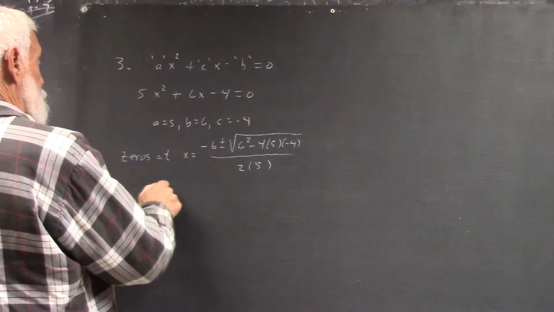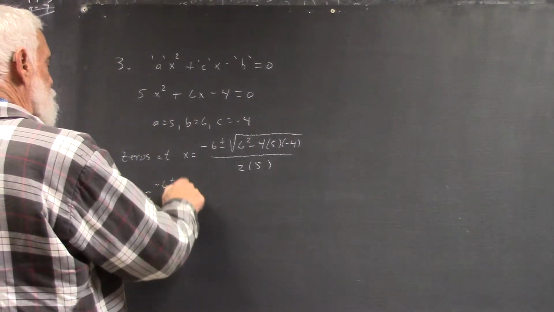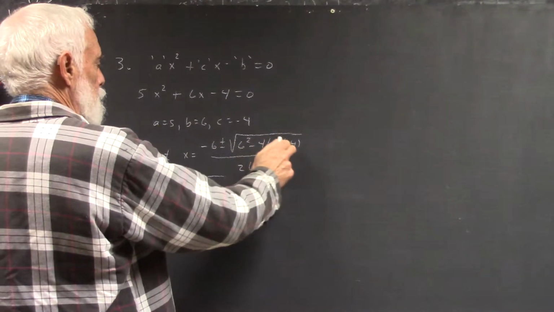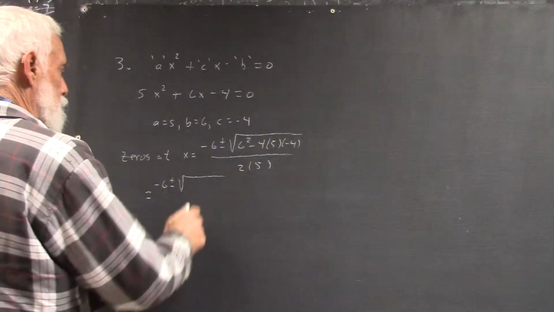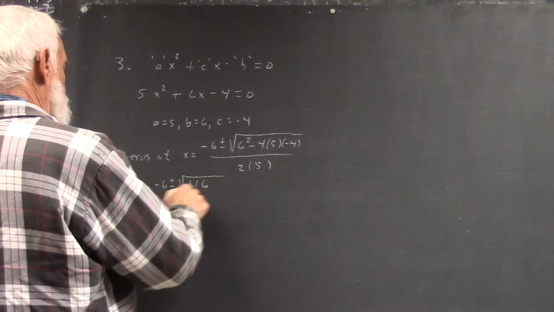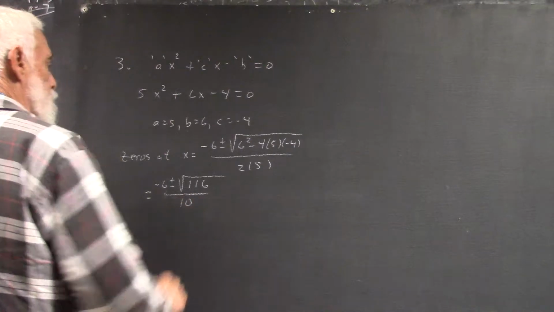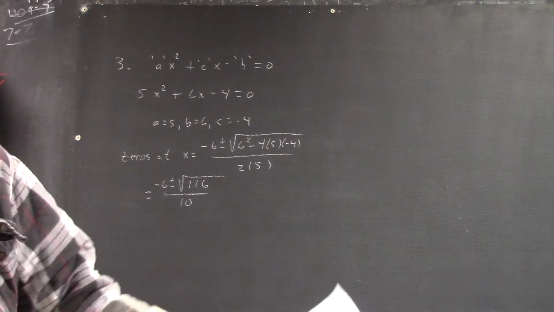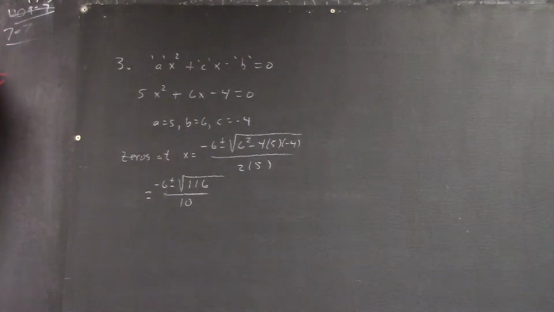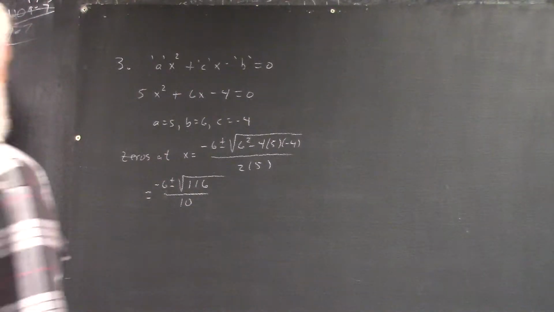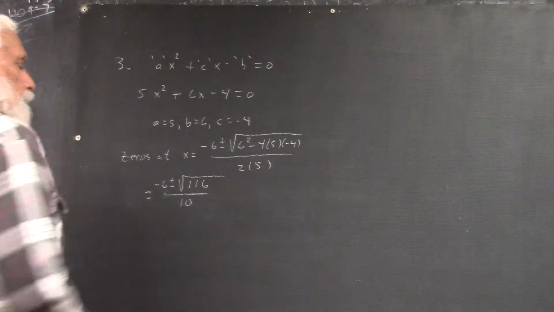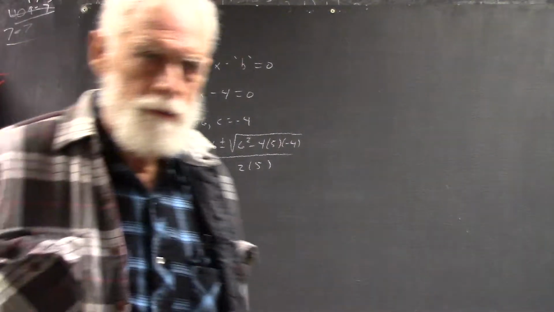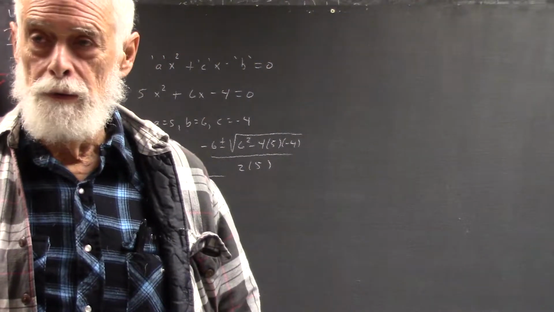Okay, so that's -6 plus or minus. Now, that's 36, and 4 times 4 is 16, times 5 is 80, so that's going to give you 116. If I did my arithmetic right, and if I didn't, you can still fix that. So right there we have it. Now you've got that square root of 116. So, how are you going to estimate the square root of 116?